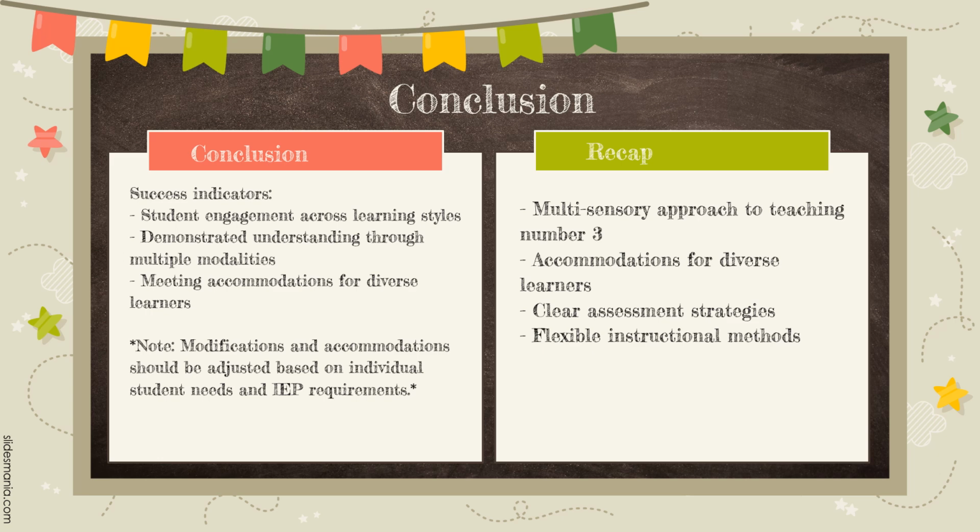For my conclusion, success indicators would be the students' engagement across learning styles, demonstrated understanding through multiple modalities, and meeting accommodations for diverse learners. And then modifications and accommodations should just be adjusted based on the individual student's needs and IEP requirements.